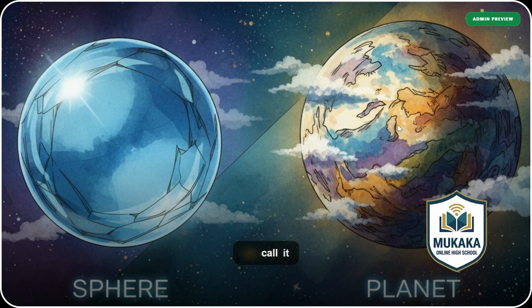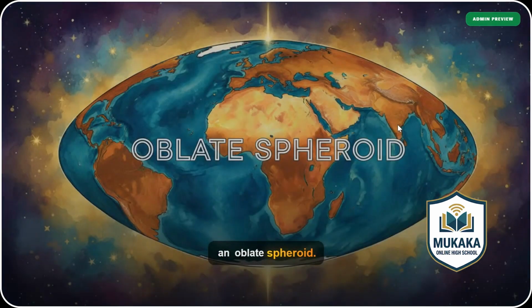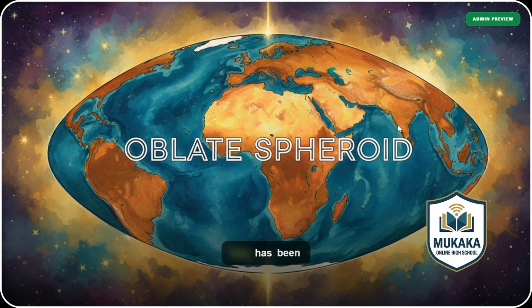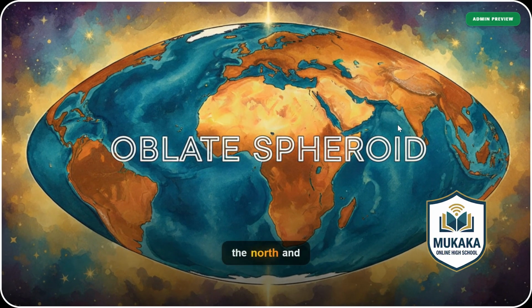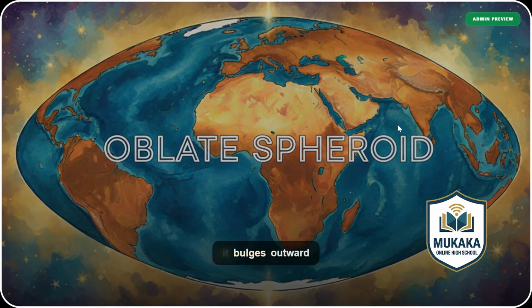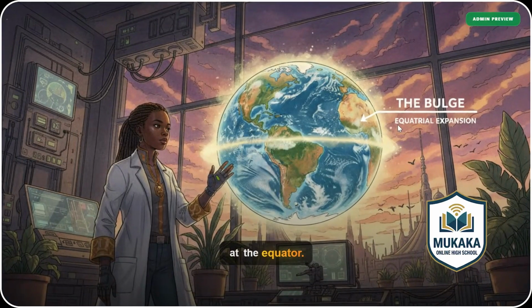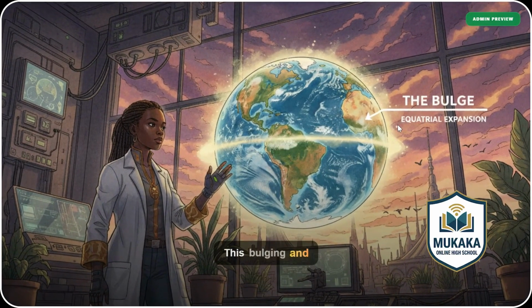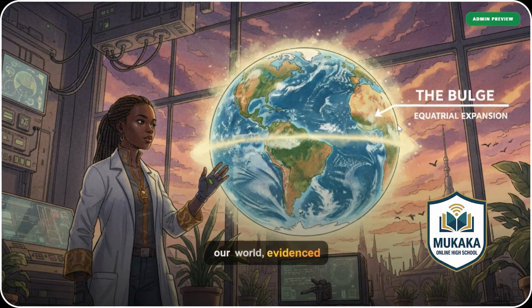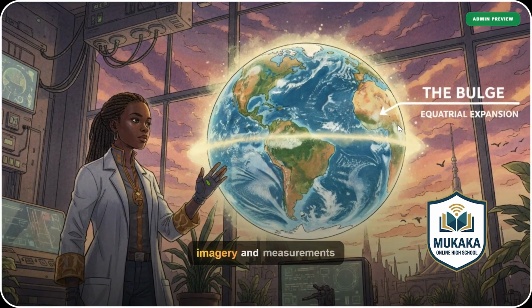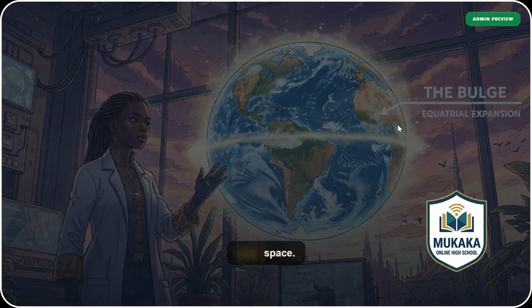Specifically, we call it an oblate spheroid. Picture a sphere that has been slightly squashed. It is flattened at the north and south poles, and it bulges outward at the equator. This bulging and flattening is the true form of our world, evidenced by precise satellite imagery and measurements from space.